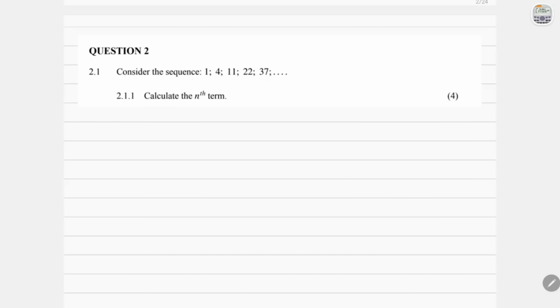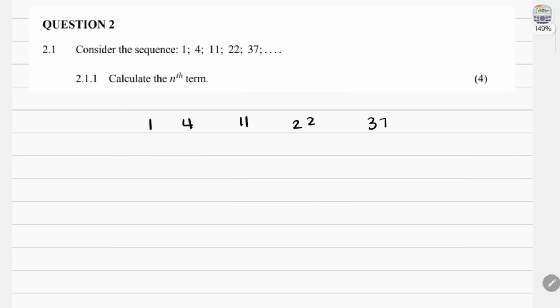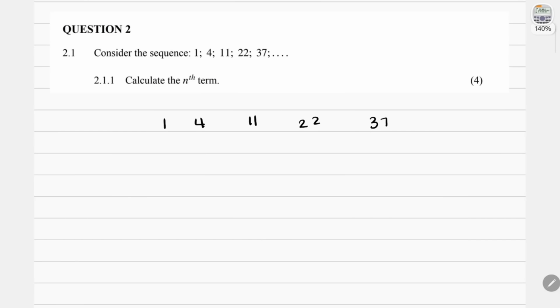Question 2, 2.1 says, consider the sequence, and we have 1, 4, 11, 22, and 37. So there's no clear consistency that we can see here that would suggest that this is a geometric or an arithmetic sequence. So it's probably a quadratic. Okay. And question 2.1.1 says, calculate the nth term.